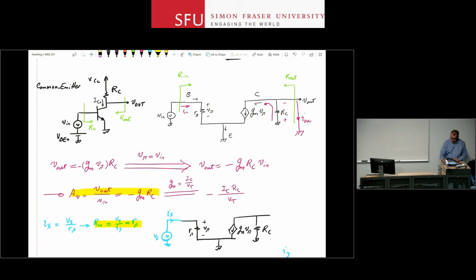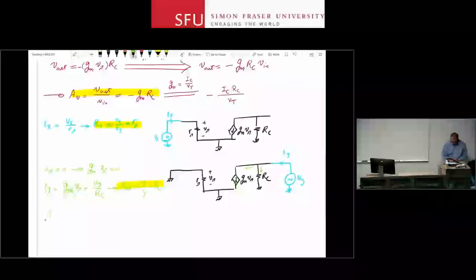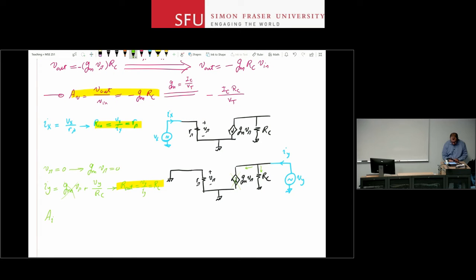And calculate that, right? You can show that the current gain in that case, AI let's call it, is just going to be beta. Think about it. It's the collector current over the base current. If you short circuit that RC out, if you short circuit the output to ground, it's the collector current to the base current. So it must be beta.